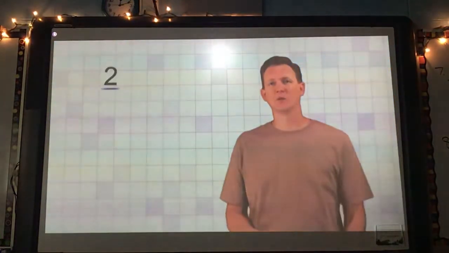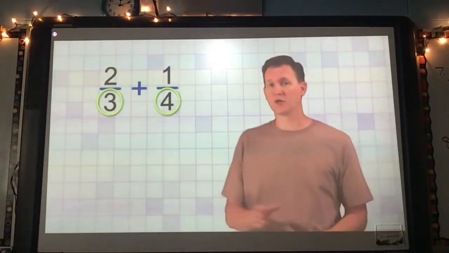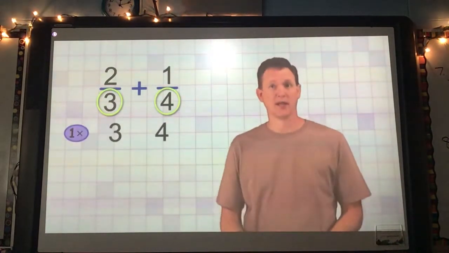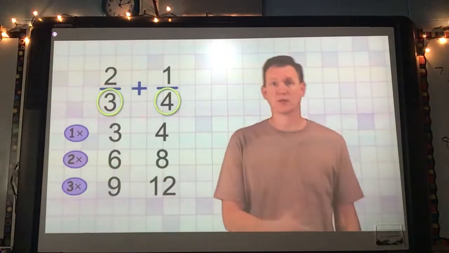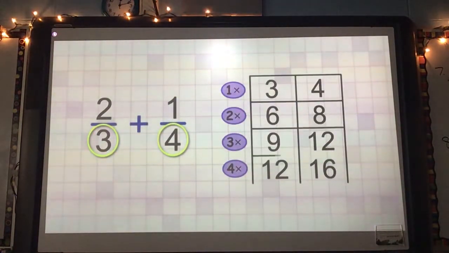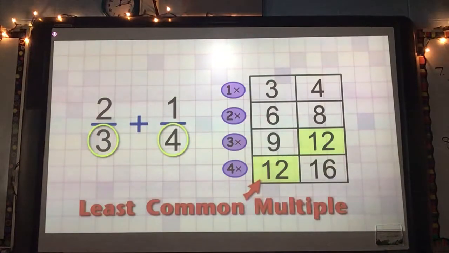So here's what we're going to do to find the least common denominator, or LCD for short. First, we'll take the 2 different bottom numbers and start making multiples of each of them. We start with 1 times the numbers, and then 2 times, and then 3 times, and 4 times, and so on. It helps to arrange these multiples in a small table, almost like a scoreboard, so that you can keep things organized and easy to find. We'll stop making multiples as soon as we find an answer that's the same for both numbers. That answer is called the least common multiple, and it will become our new common denominator.